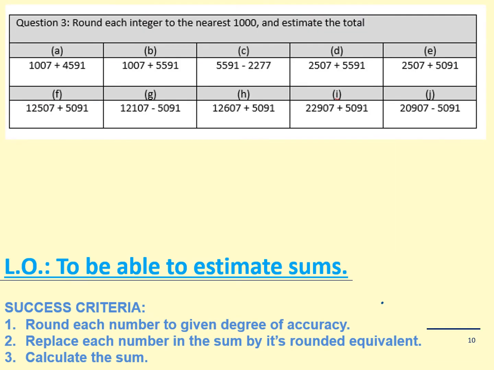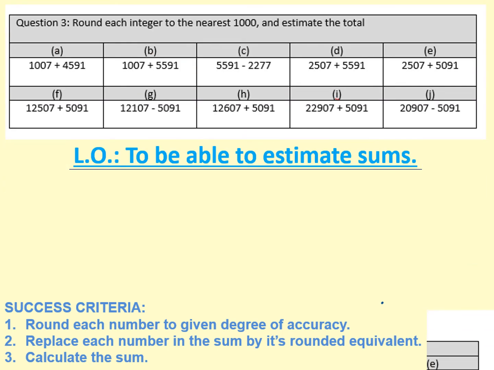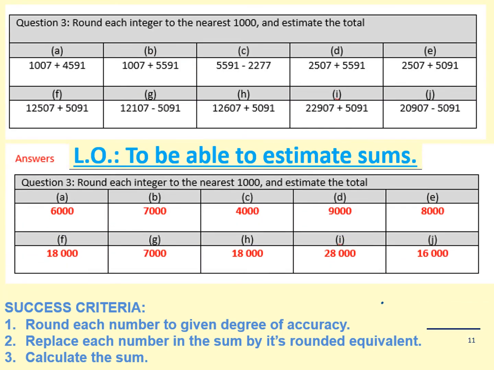And the last set of questions is rounding to the nearest 1,000. So round each integer to the nearest 1,000 and estimate the total. Pause this video for about 5 minutes and have a go at it. And here are the answers.